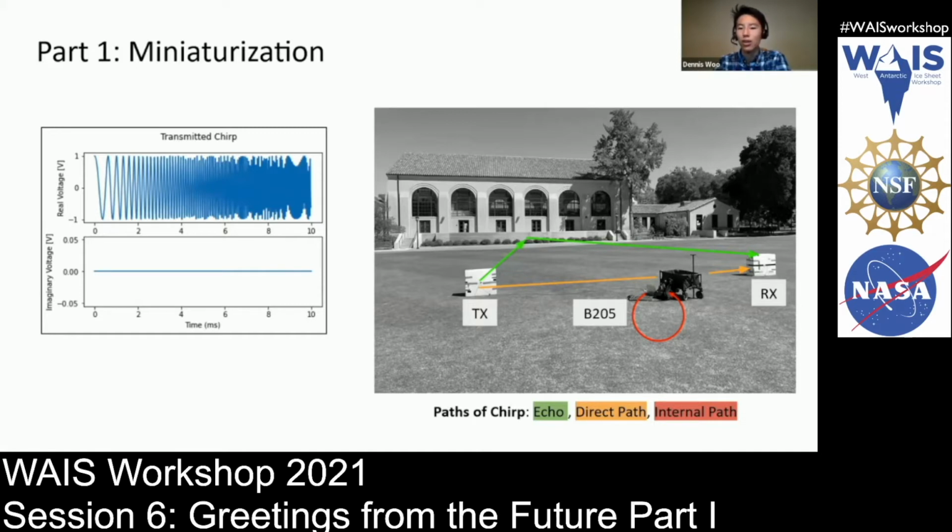The black box holds the B205 and the Raspberry Pi, and then the B205 is connected via coaxial cable to the 2 white boxes, which hold copper bow tie antennas. The 3 colors in the image indicate the 3 most prominent paths of the chirp that show up in the received signal. In green is the echo off the side of the building, in orange is the direct path between the 2 antennae, and in red is the internal path within the SDR itself.